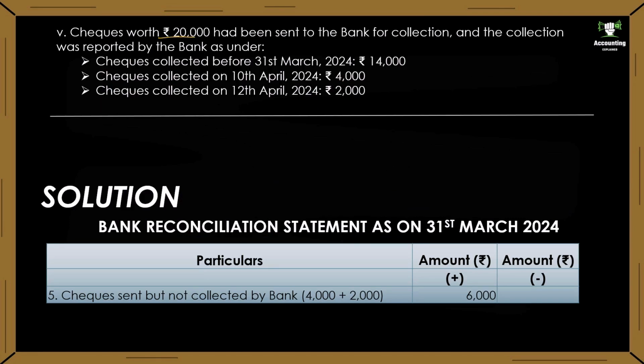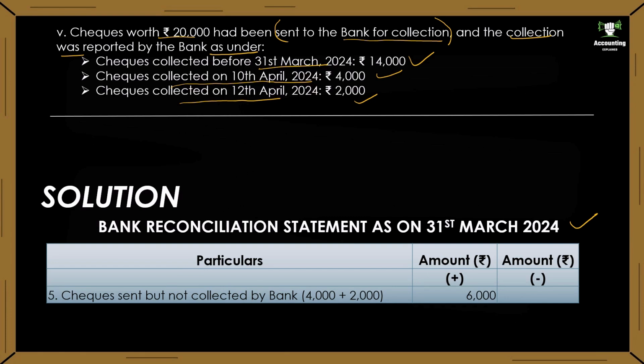Checks worth rupees 20,000 had been sent to the bank for collection and the collection was reported by the bank as under. The meaning of a check sent to the bank for collection is the check which you have received as a receipt that you will send to the bank for collection, and the bank will take a minimum of 2 days for local checks to get processed, and if it is an outstation check, it will take more than 2 days. The checks are: before 31st March 2024, 14,000; collected on 10th April 2024, 4,000; collected on 12th April 2024, 2,000. So here we are preparing the BRS as on 31st March 2024.